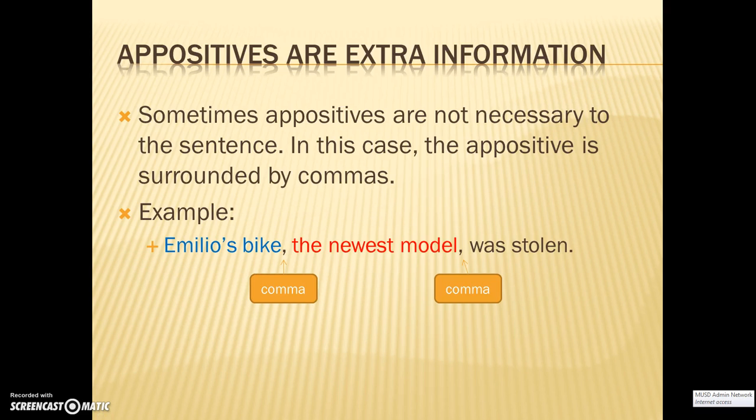So appositives are basically extra information. Sometimes appositives are not necessary to the sentence. In this case, the appositive is surrounded by commas. For example, Emilio's bike, the newest model, was stolen. The reason why the newest model is surrounded by commas is because we don't really need to know that it's the newest model for the sentence to make sense. Emilio's bike was stolen would also make sense. The newest model is just adding information.